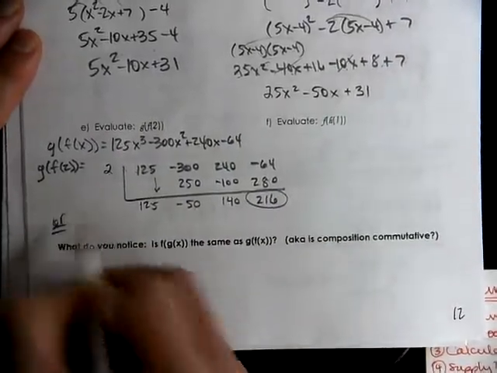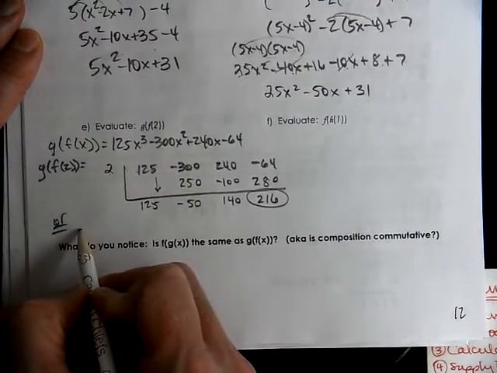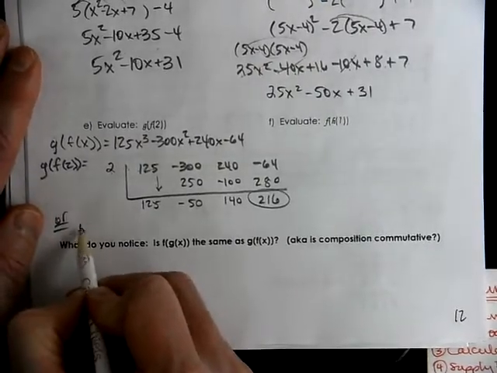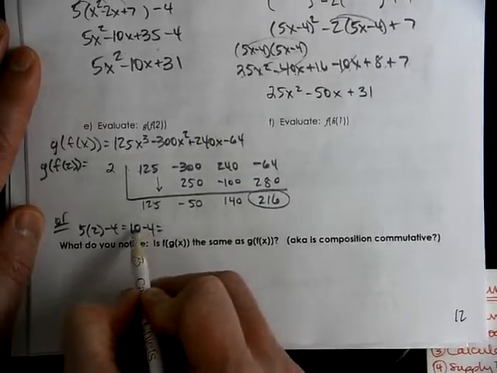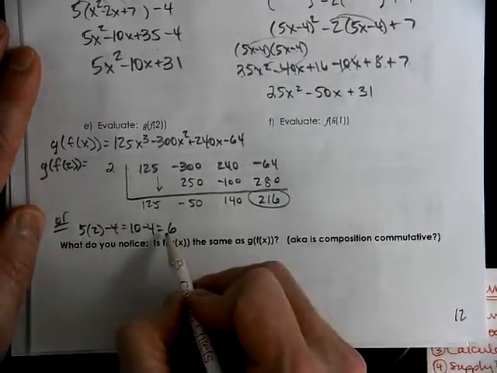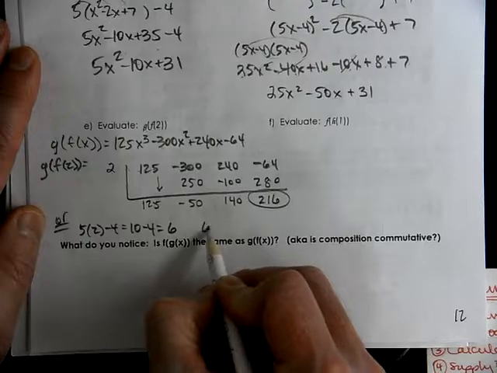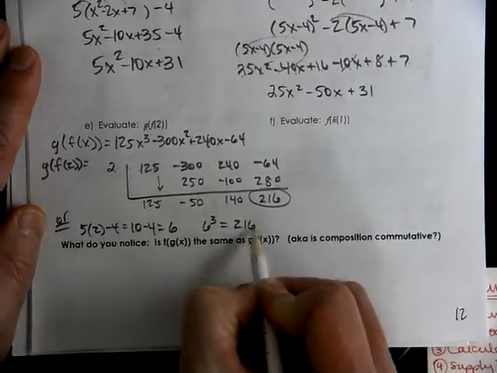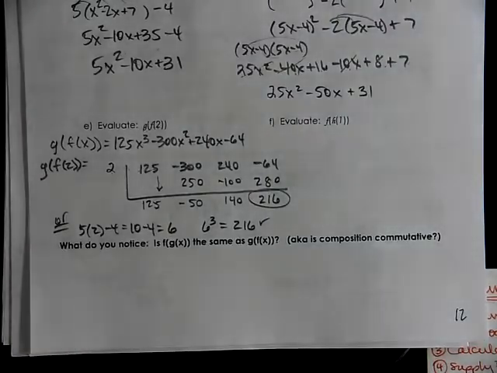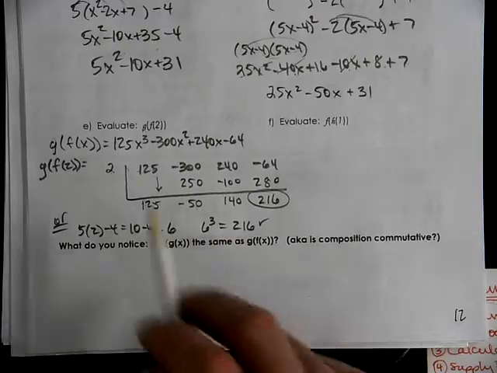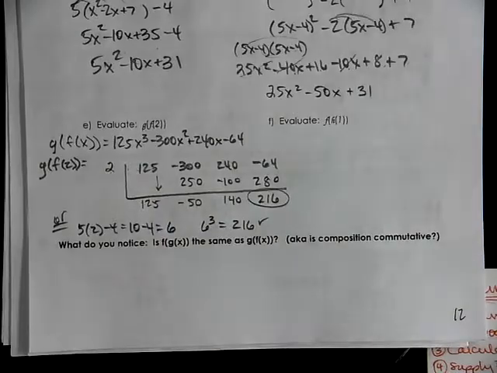The other way for us to do it is to figure out what is f of 2. Plug 2 into the f function. So that's 5 times 2 minus 4. That's 10 minus 4, which is 6. And then plug the 6 into the g function. So that's 6 cubed, which is 216. It works both ways. Your choice. This wasn't too bad because we already figured out what g of f of x was.